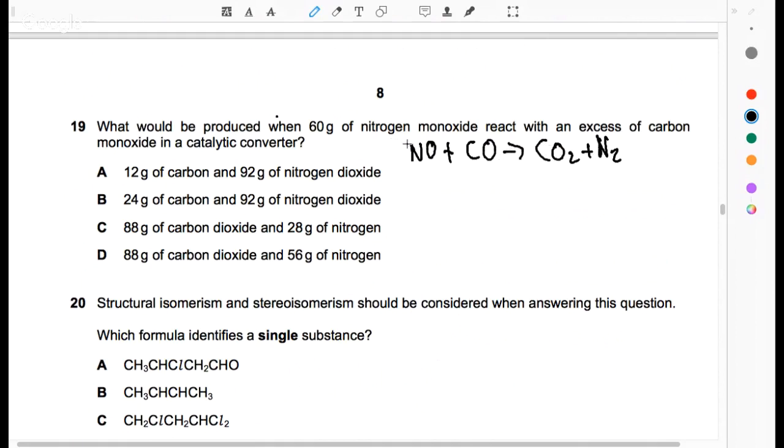Have you got the right balance? No. I mean, you just add half to the nitrogen. Yeah, and then you can double them.